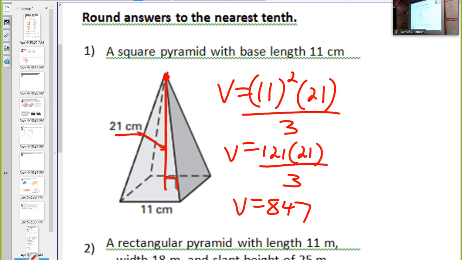What would the unit be? Centimeters. Close. Good. Centimeters cubed.